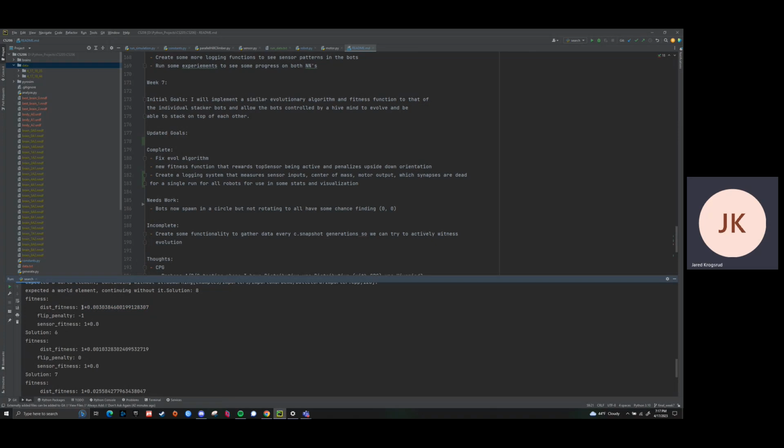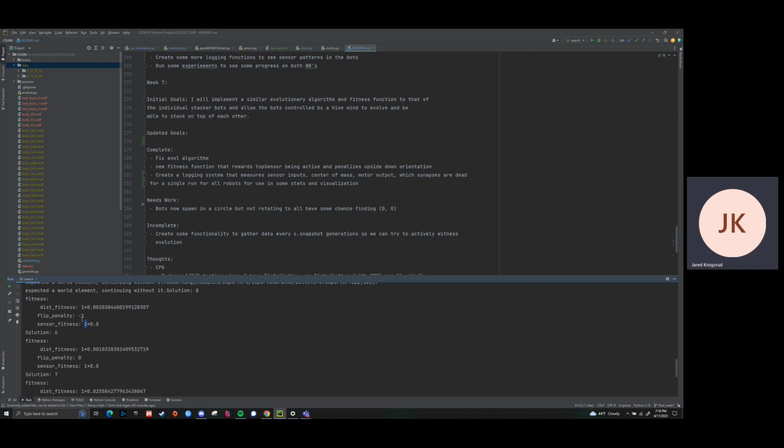I have a hyperparameter here, which is the weight of the distance fitness, as I'm calling it. Here I also have a weighted term where I am penalizing them if they flip over onto their back. I am doing this because I am giving them a score, with its own hyperparameter here, if they manage to get their top sensor activated. So the flip penalty applies if the orientation of the robot ever turns upside down in the X or Y direction.